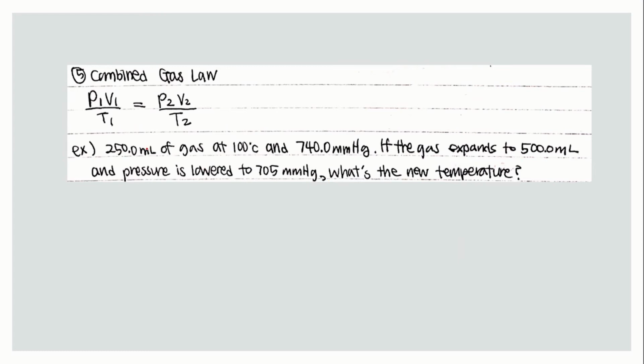So as the number of molecules increases, the volume will increase as well. Next is the combined gas law, and this deals with all 3 variables: pressure, volume, and temperature. So if the question gives you the values for all 3 variables and asks for one of them, you should use the combined gas law. It asks, 250 milliliter of gas at 100 degrees Celsius and 740.0 millimeter mercury are there. If the gas expands to 500.0 milliliter and pressure is lowered to 705 millimeter mercury, what's the new temperature?